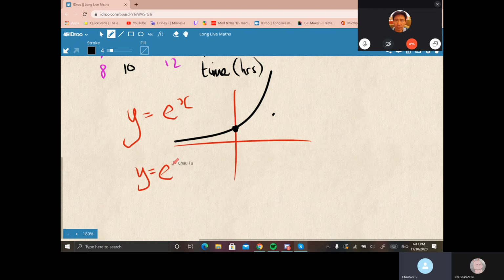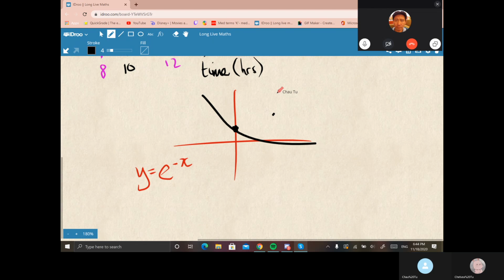Y equals e to the power minus x. It flips it. Will I draw it? It's the opposite. What does opposite mean? Because this is also opposite. Yeah, okay. So now what's the intercept of the graph you've drawn, Sophie? 1. 1, yeah.